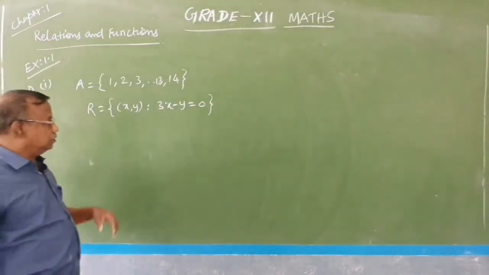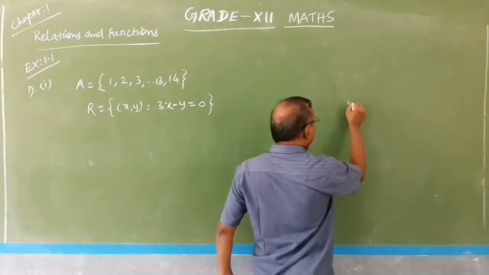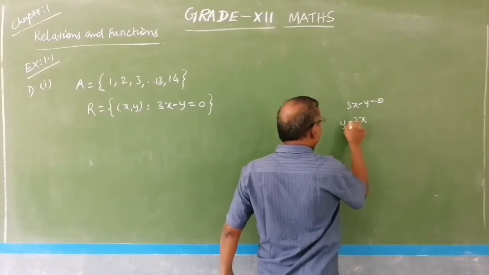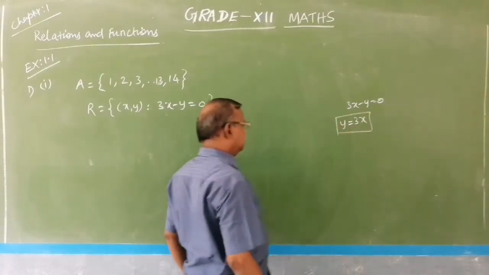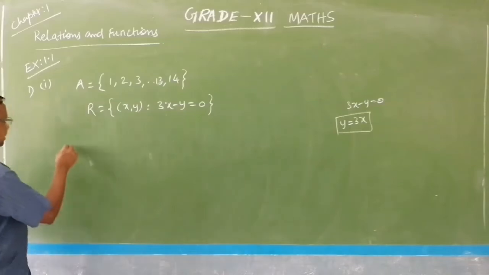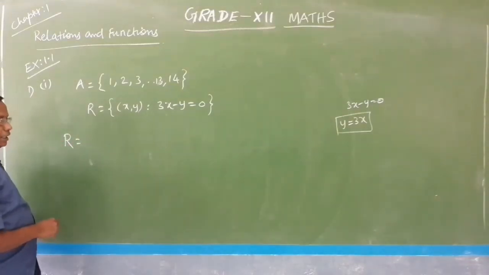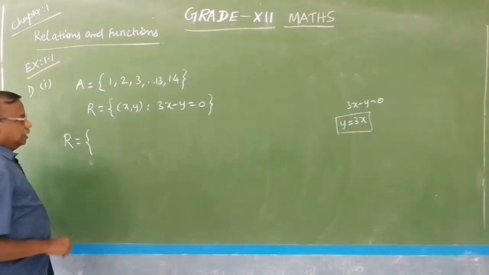3x minus y equal to 0. If 3x minus y equals 0, we have 3x equal to y, or y equal to 3x. So based on the condition, we have to define the relation. Here we can write the relation in the roster or tabular form like that.